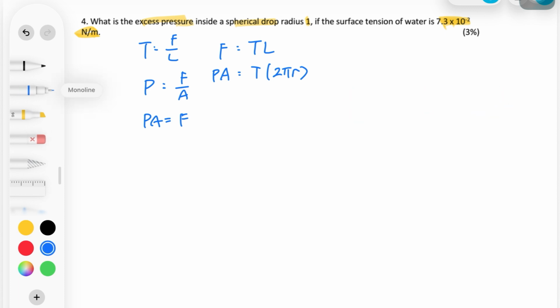So for one side, we need to find pressure. Area is going to be pi r squared, and the length is 2 pi r. We shuffle around, and pressure is going to be surface tension times 2 divided by r. So this is the formula we have. Basically it's very simple, we just need to substitute the values, then we can get an answer.